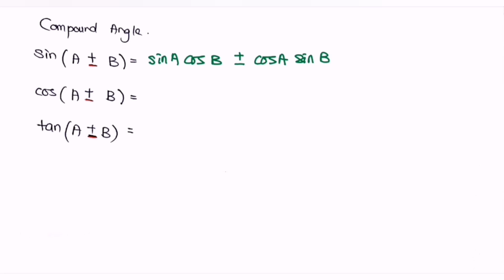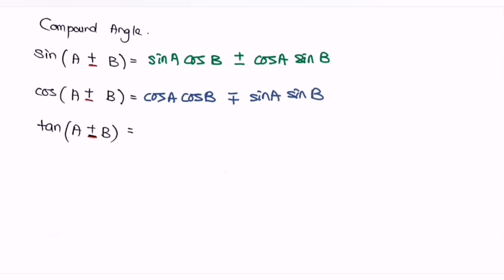Next, we have cos(A plus minus B). Here we have cos A cos B, and here we have minus plus, which is the opposite situation for the questions. Then we have sin A sin B.